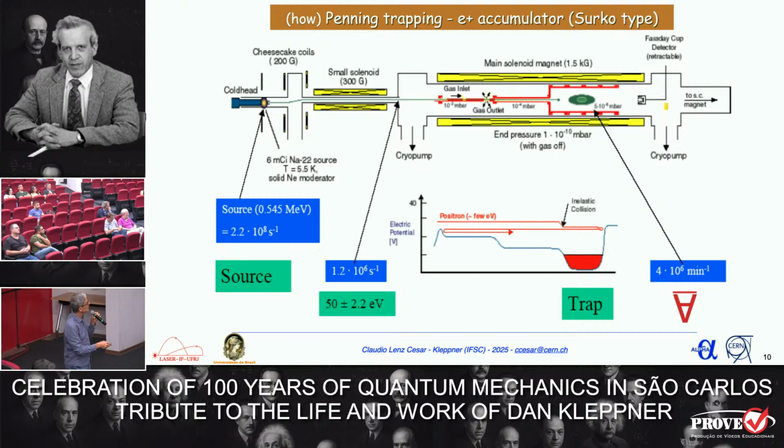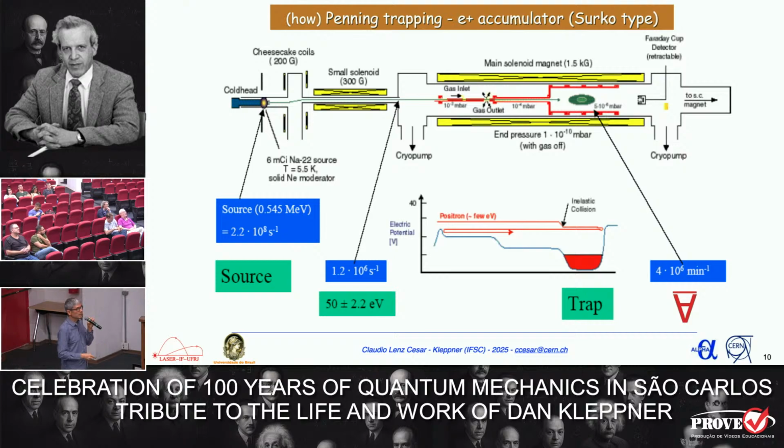So here we make a source. There's a company in South Africa specialized in this that makes a very strong source in sodium-22 that emits positrons, and we have a neon moderator on top, and that's where I got one of my ideas that I developed in Rio, this neon moderator, a solid neon moderator. And so the positrons come in continuously.